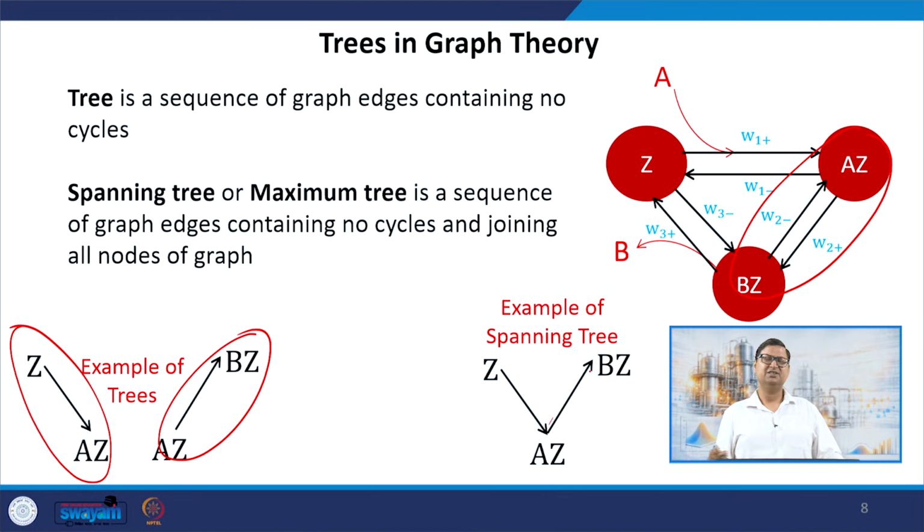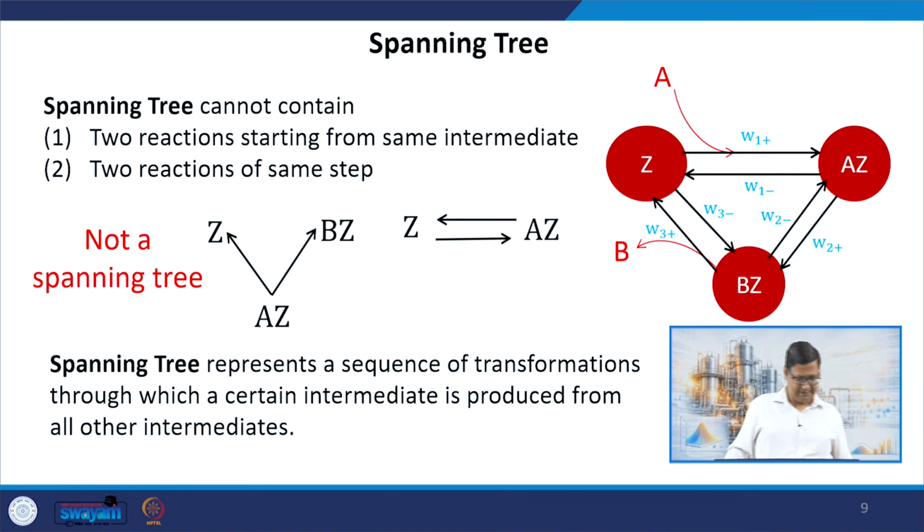And what I form is again a tree that is called a spanning tree. So a spanning tree, or maximum tree, is a sequence of edges that contains, of course, no cycles for this to be called a tree, but joining all the nodes in the graph, right? And now we can go ahead and do all the spanning trees for this graph, and you will see what exactly it gives rise to. But before that, there are some rules we have to follow: the spanning tree should contain all the nodes in the graph, but we should ensure that we do not count two reactions starting from the same intermediate.